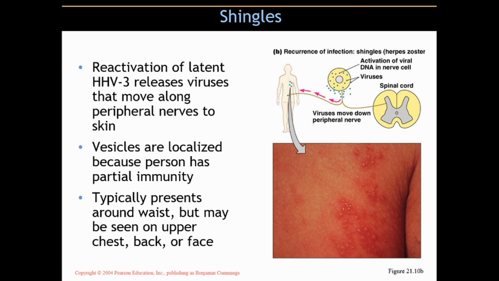Typically it presents around the waist, but may be seen on the upper chest, back, or even the face, depending on where the viruses decide to travel along the peripheral nerves. It's called shingles not because of what's on the roof of a house. Of course, it comes from a Latin word that refers to a belt, and so you wear your belt somewhere around your waist, and that's why it's called shingles.